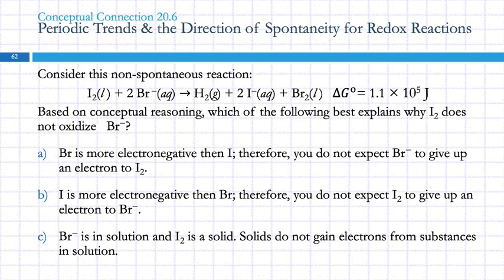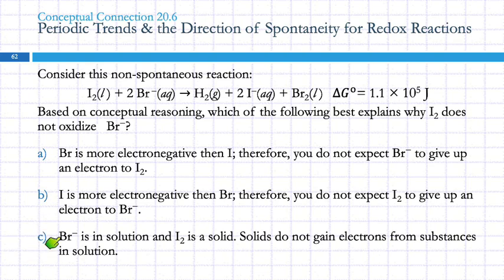So multiple choice questions, right? Lots of multiple choice questions on an exam. There are strategies for answering multiple choice questions. And using a strategy is not cheating, because you have to have some knowledge to do that. So we look at the three choices here, and we see that the first two are basically opposite of each other. This is bromine's more electronegative than I, so we don't expect Br minus to give up an electron to I2. B is putting iodine and bromine exactly opposite.